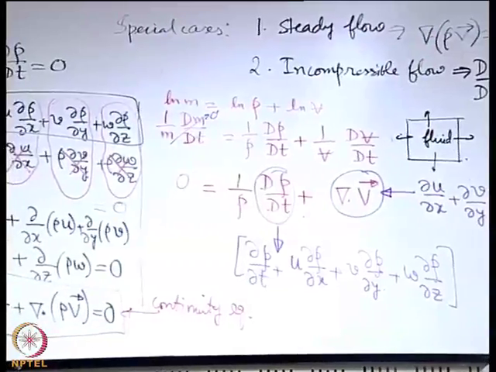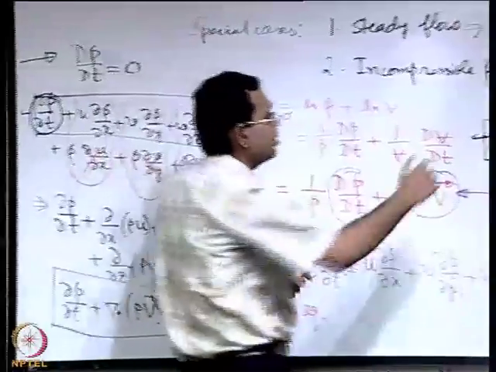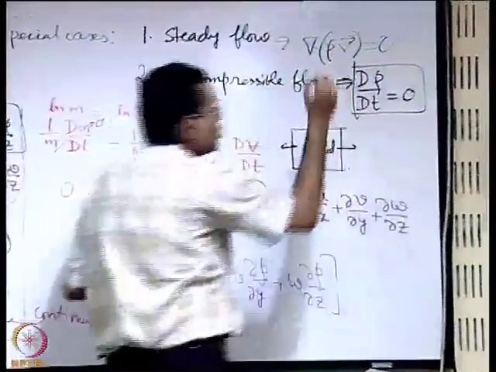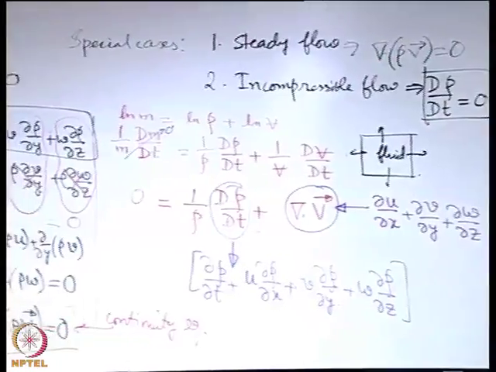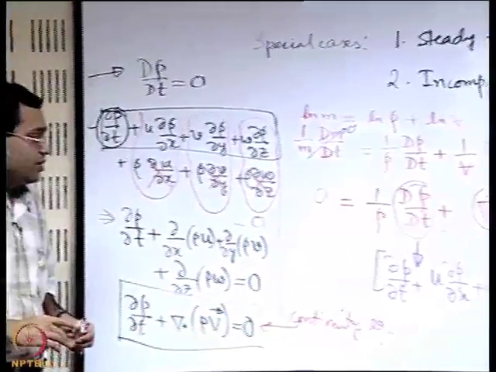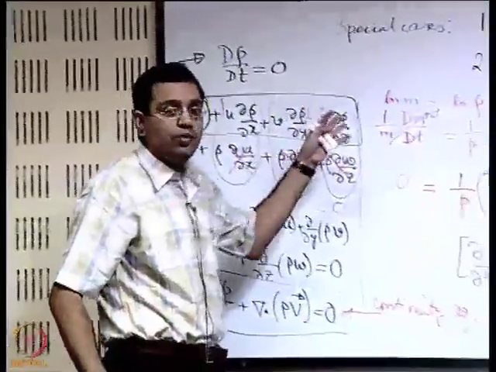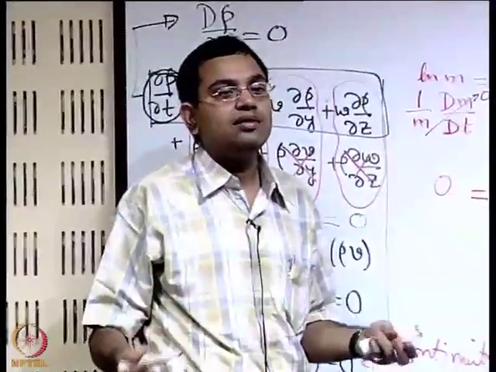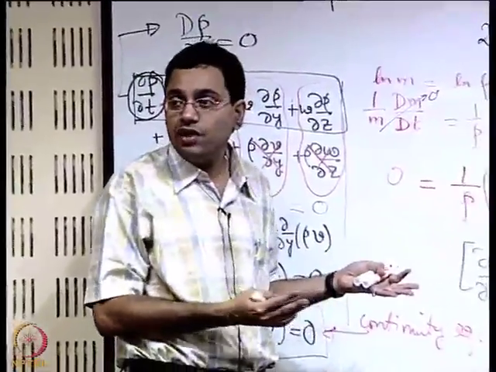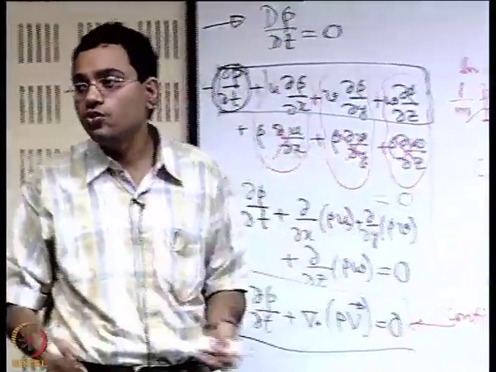So, in summary, we can say that the incompressible flow definition is that the total derivative of rho with respect to t is 0, but not just that rho is a constant. Okay, we will stop here today. We have just seen one way of deriving the continuity equation, but we will learn more by having different ways of deriving the continuity equation, and that we will do in the next class.